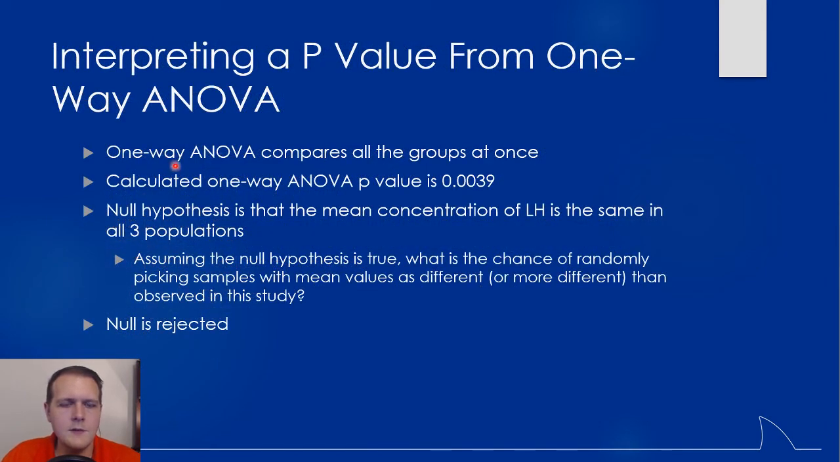So as I mentioned, the one-way ANOVA compares all the groups at one time, and when you end up calculating a one-way ANOVA, the p-value ended up being 0.0039, meaning that the differences that you found amongst the three groups and their mean LH levels is very unlikely to be due to chance alone. It's less than a 1% chance. It's 0.39% chance that this is just due to random variation by itself. And so here we can reject the null hypothesis that says there's no difference amongst the groups and that there must be a difference amongst at least one of the comparisons of groups. We just don't know which one it is yet.